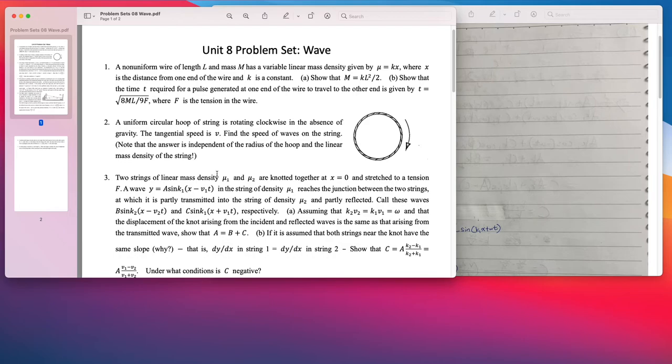The question states that two strings of linear mass density are knotted together at x is equal to 0 and stretched to a tension F. A wave in the string reaches the junction between the two strings, at which it is partly transmitted and partly reflected. For part A, assuming that k2v2 is equal to k1v1, which is equal to omega, and that the displacement of the knot arising from the incident and reflected waves is the same as that arising from the transmitted waves, show that A is equal to B plus C.